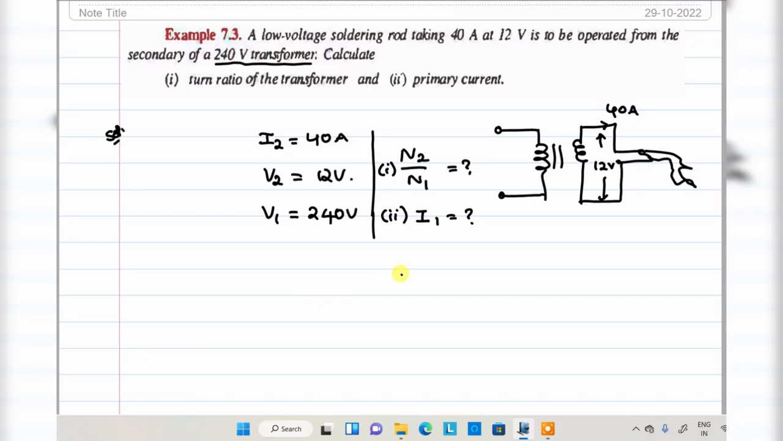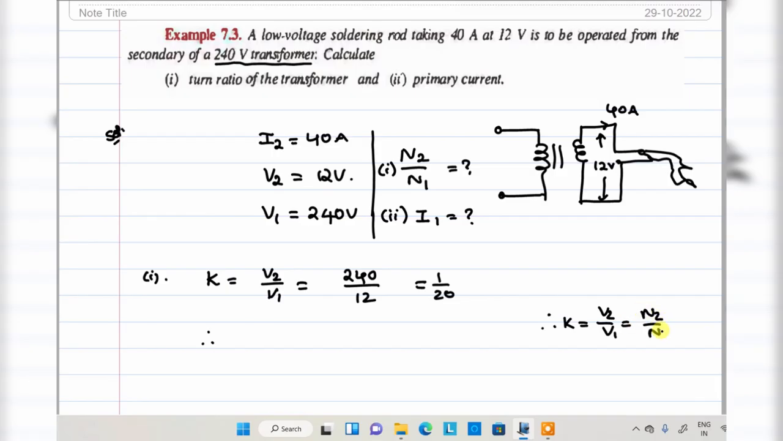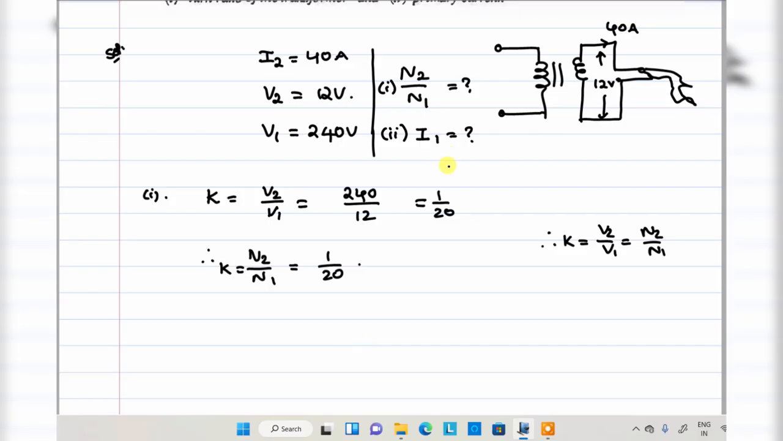Okay, so do the problem now. Here the turns ratio, the transformation ratio, K is equal to V2 by V1, that is equal to 12 divided by 240, which will be equivalent to 1 by 20. Therefore, for the turns ratio, using the formula K is equal to V2 by V1 is equal to N2 by N1, the K value can be replaced here. N2 by N1 is equal to K, which is equivalent to 1 by 20. This is the first bit answer.